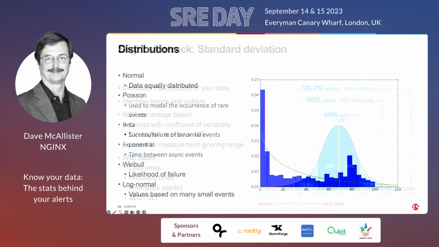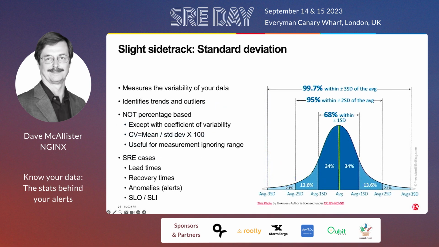But again, a slight sidetrack on standard deviation. Standard deviation measures the variability. It identifies trends and outliers, but it identifies trends and outliers in a normal distribution model. If you do not have a normal distribution, standard deviation is useful, but not meaningful. And by the way, it is never percentage based. It's only if you make it into a percentage that it becomes percentage based.